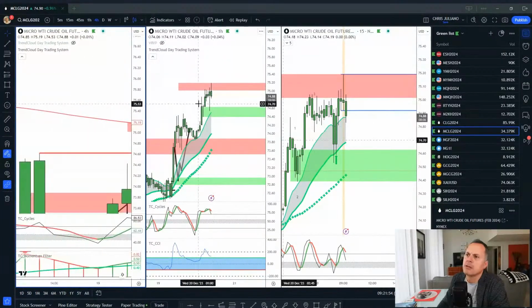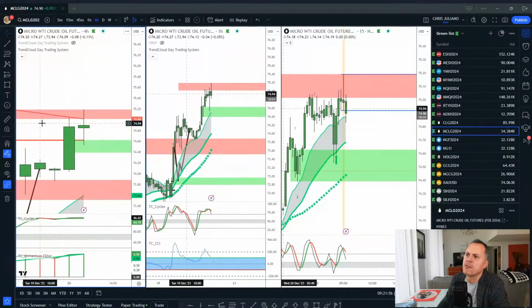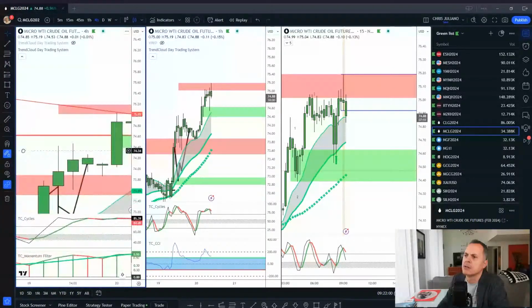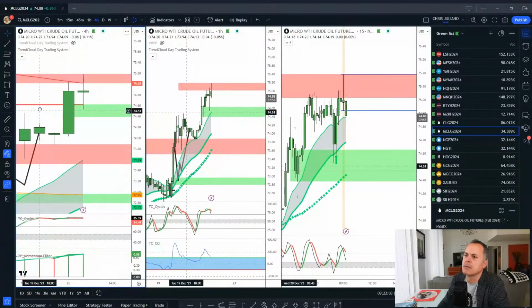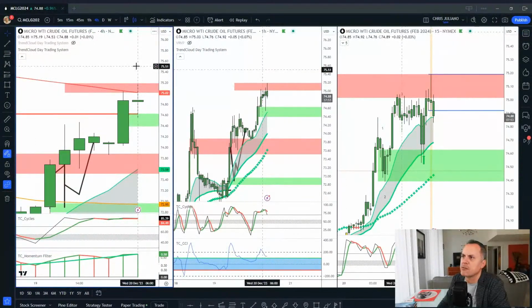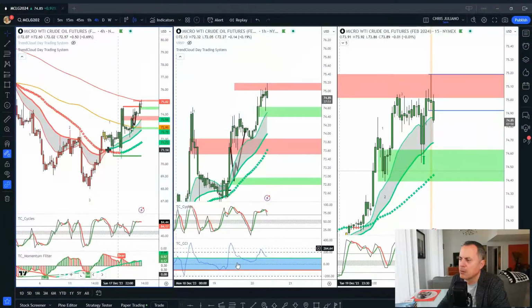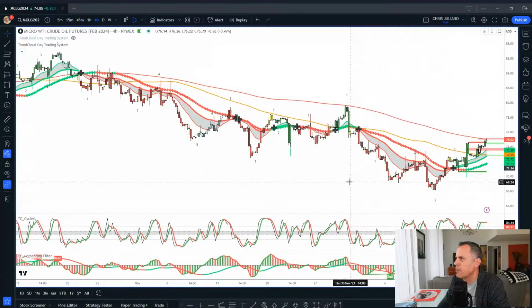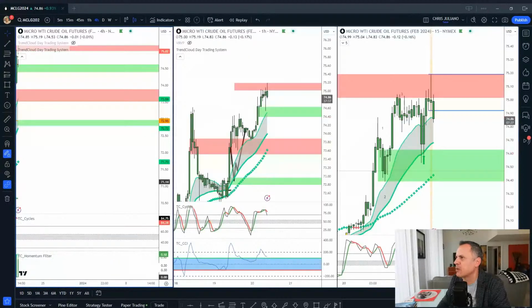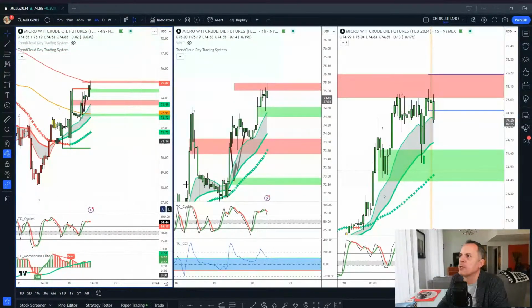Oh, I'm sorry. Wait, that's the 100. This is the 100 simple moving average. This is the 200. Wait, I'm getting all confused here. Sorry, guys. I got the chart way too expanded. Yeah, I confirm 200 simple moving average, and we're slamming into it right now. All right. There we go.